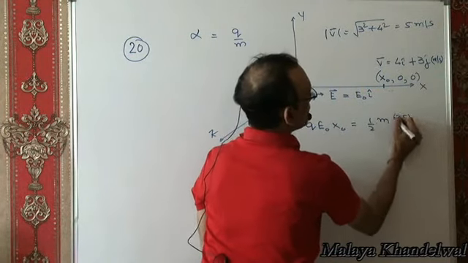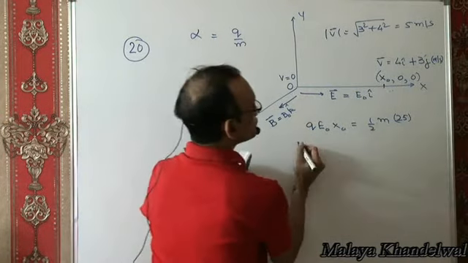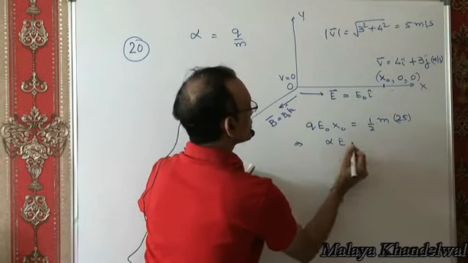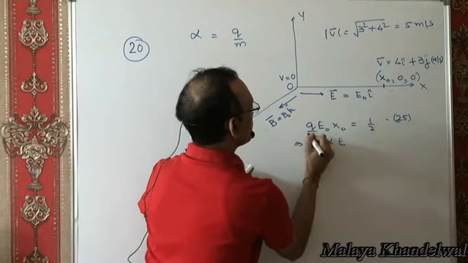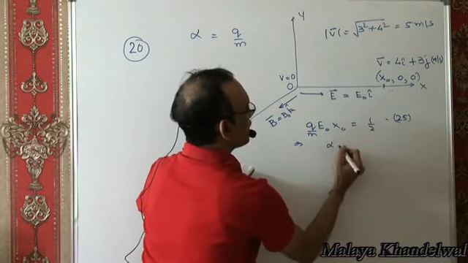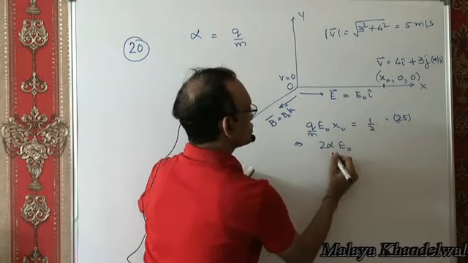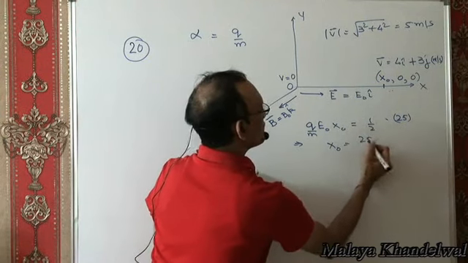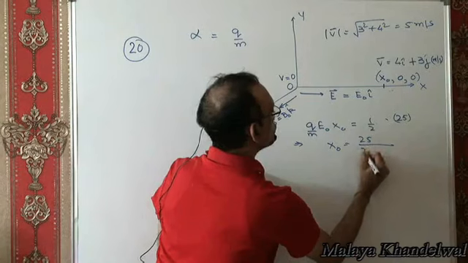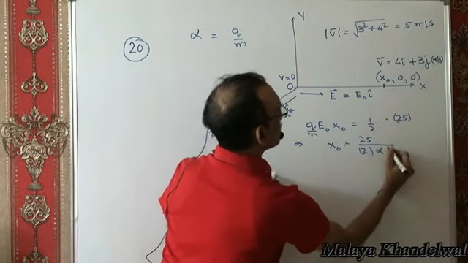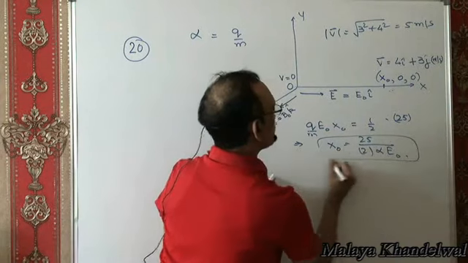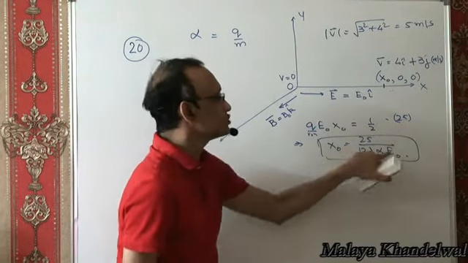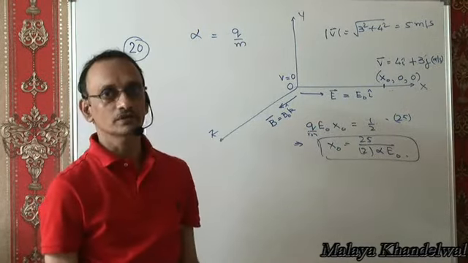So this is into 25, 5 squared, right? Then we can replace q by m by alpha: alpha E naught x naught. This m I can bring in here, and then q by m is alpha. So alpha E naught x naught equals 25 by 2, or rather x naught is 25 by 2, with q by m, alpha, coming in here into E naught. That's the value of the x coordinate of the particle. Thank you.